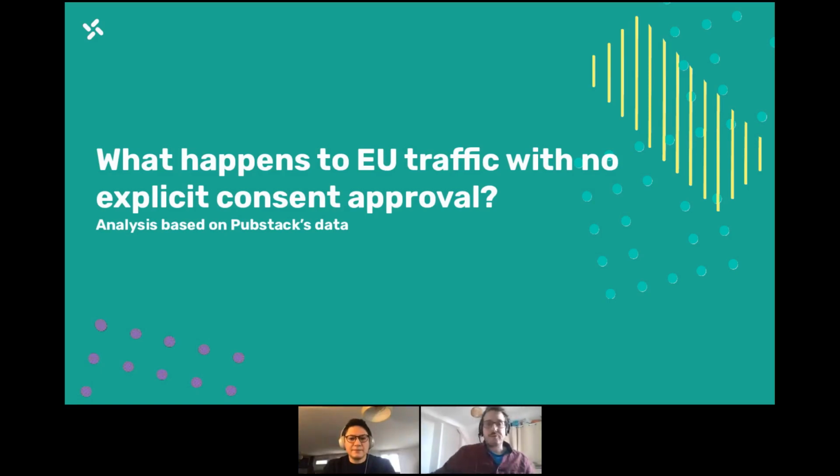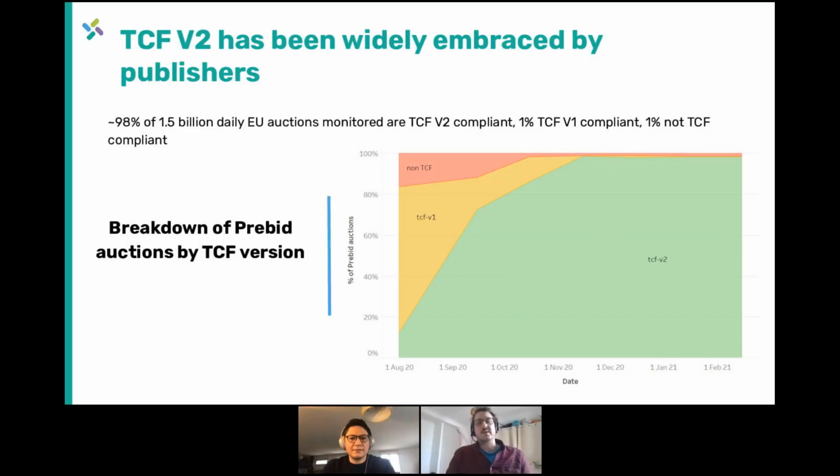So the first fact, which should be obvious to everybody, is that TCF V2 has been widely embraced by publishers. As of today, roughly 98% of the 1.5 billion daily European auctions we monitor are TCF V2 compliant. Only 1% is TCF V1 compliant, and 1% is not TCF compliant at all.